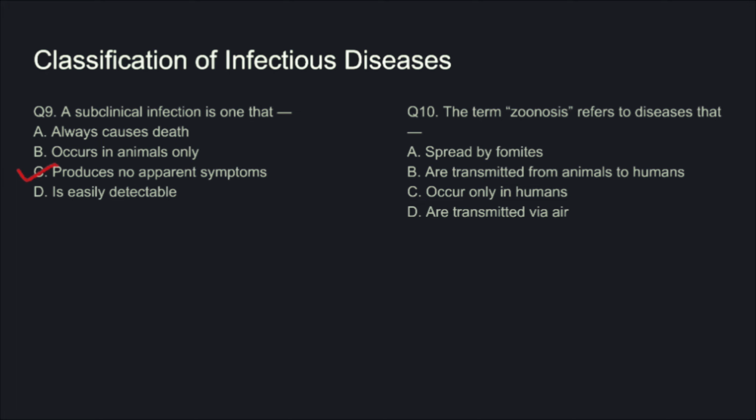The term zoonosis refers to a disease that. Options are A, spread by vomits; B, are transmitted from animals to humans; C, occur only in humans; D, are transmitted via air. Correct answer for this question is option B, transmitted from animals to humans.